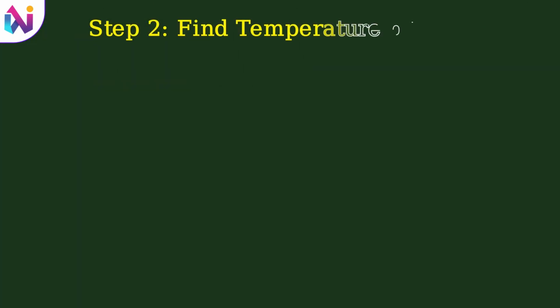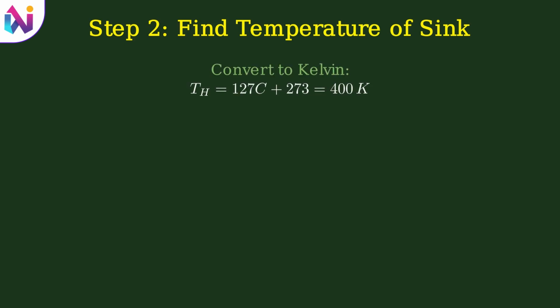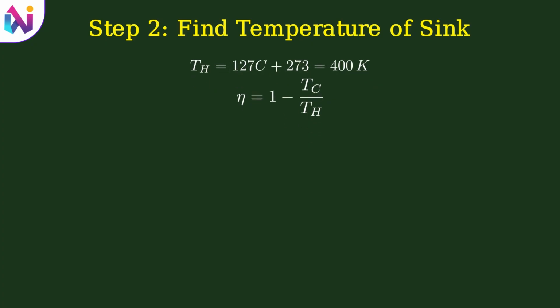Now let's find the temperature of the sink. First, let's convert the hot reservoir temperature from Celsius to Kelvin. Now we'll use the Carnot efficiency formula, efficiency equals 1 minus Tc over Th. We already found that efficiency in the previous step equals 0.4 and Th equals 400 Kelvin. Substituting these values into the formula.